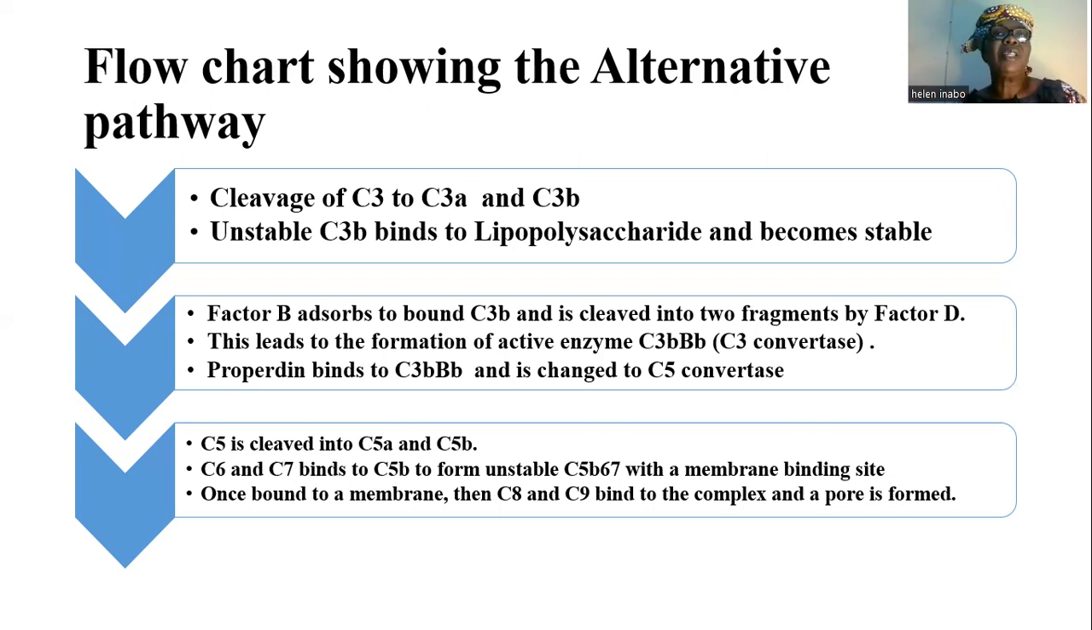The C5B being the larger fragment binds to C6 and C7, although it's unstable initially until it binds to a membrane binding site. Once it binds to a membrane, then C8 and C9 bind to the complex and a pore is formed.